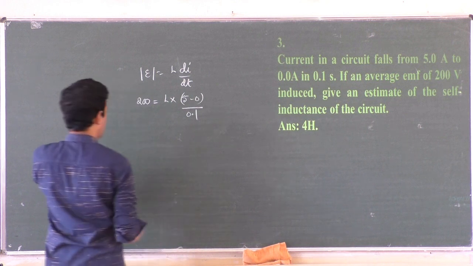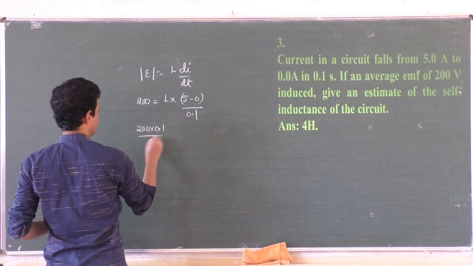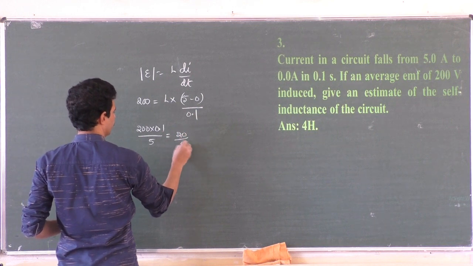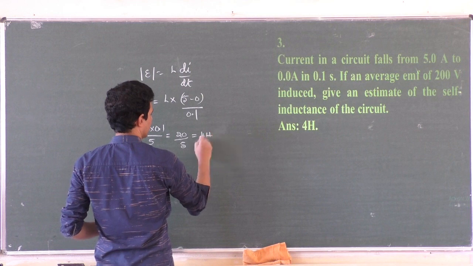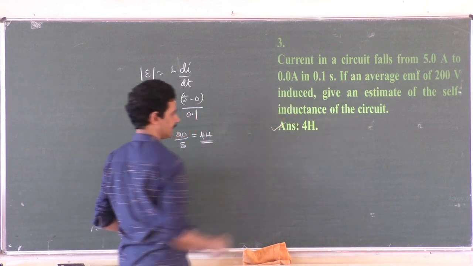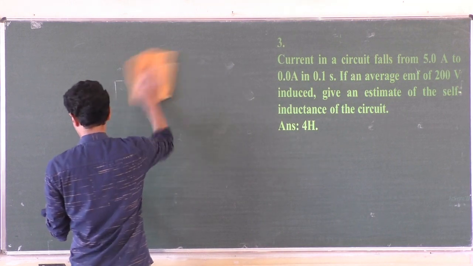L is 200 into 0.1 divided by 5. That is 20 by 5. 4 henry is the self-inductance of the coil. Correct answer. Okay, we'll move on to the fourth problem.